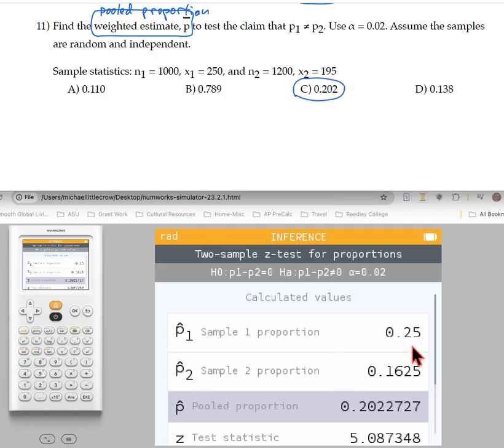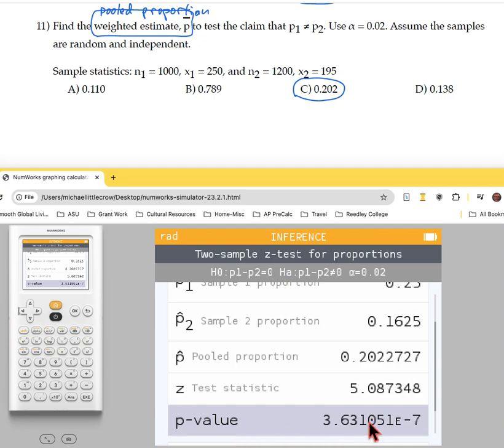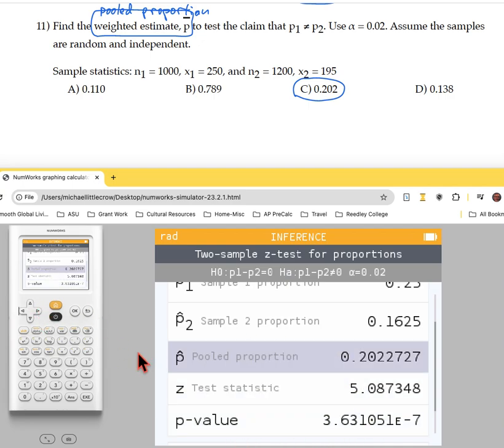And notice you might get distracted if you use either of these proportions. The z-score's probably not going to do it to you. But also, it's not dealing with the p-value, it's the pooled proportion, which is a weighted mean. That's exactly what it is, a weighted estimate of what P1 and P2 together would be. It's a pooled proportion.